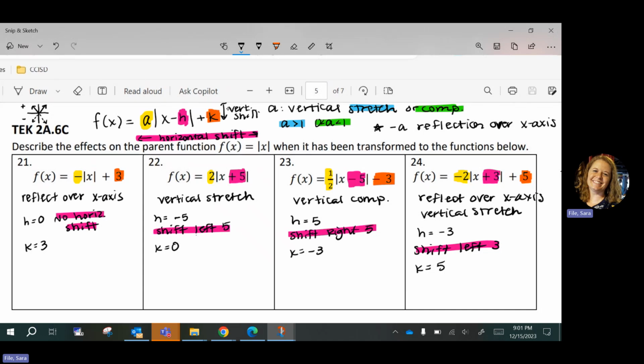Okay, and that is up or down. That's what K tells us. It's our vertical shift up or down, and it's the direction that you think it would be. So since this was a +3, that means it is up 3. Since this is 0, this means there is no vertical shift. Since this is a -3, this means it's shifted down 3. And since this is +5, it's shifted up 5.